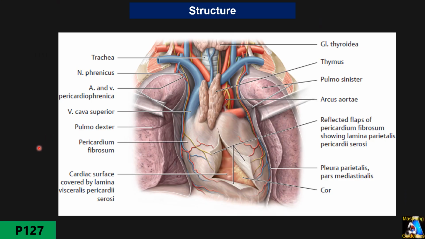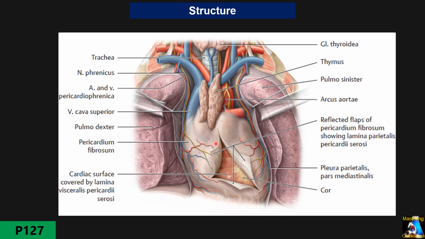As you know, all internal organs like the intestine, liver, kidney, lung, all of them have been surrounded and covered by a fibroserous membrane that we call a sac. In the intestine we call it peritoneum, and around the lung we call it pleural sac. The heart has been surrounded by a fibroserous membrane too, that we call the pericardial sac or pericardium.